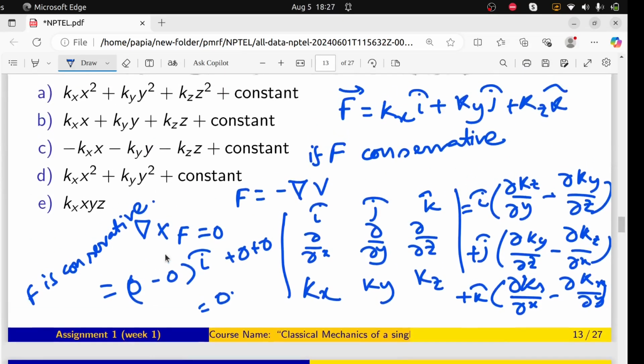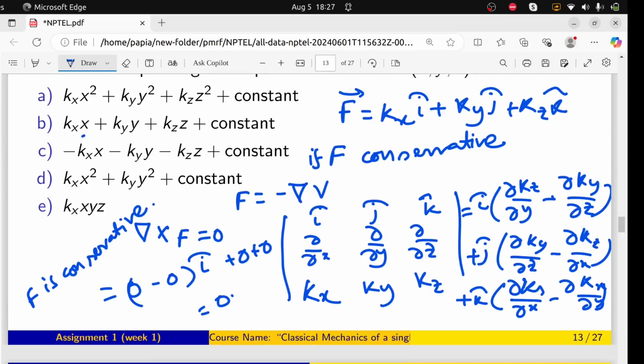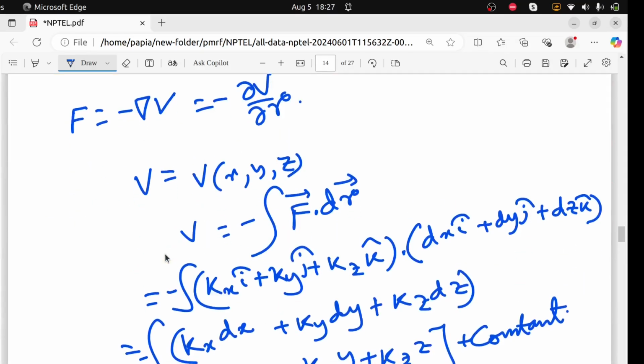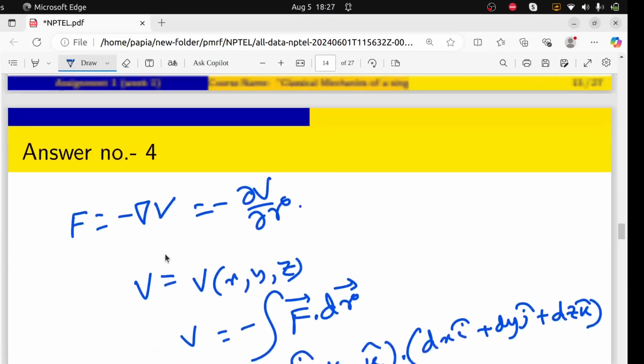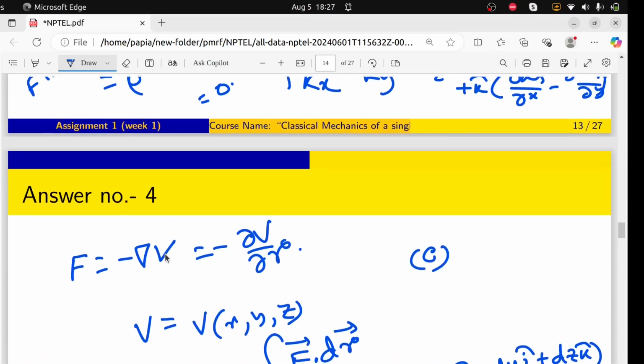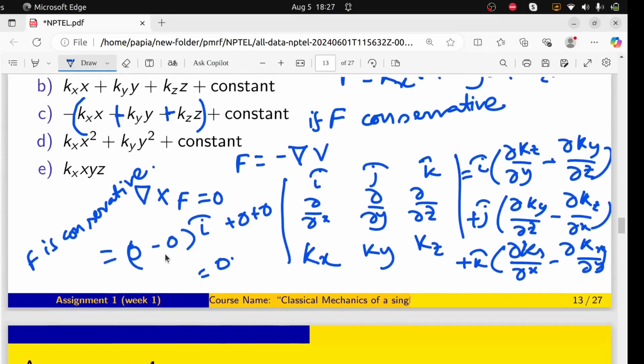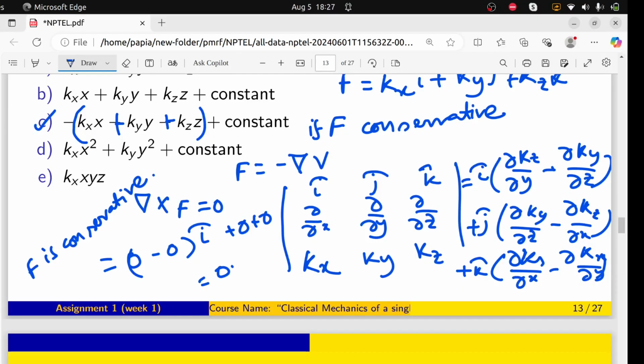So now we can just compare that one. You can see if I just do this one, minus of this, plus then constant. So it is like minus of kxx plus kyy plus kzz plus constant. So V will be this one, kxx plus kyy plus kzz plus constant. So the answer will be C. C or D? No, C. So this one is the correct answer.